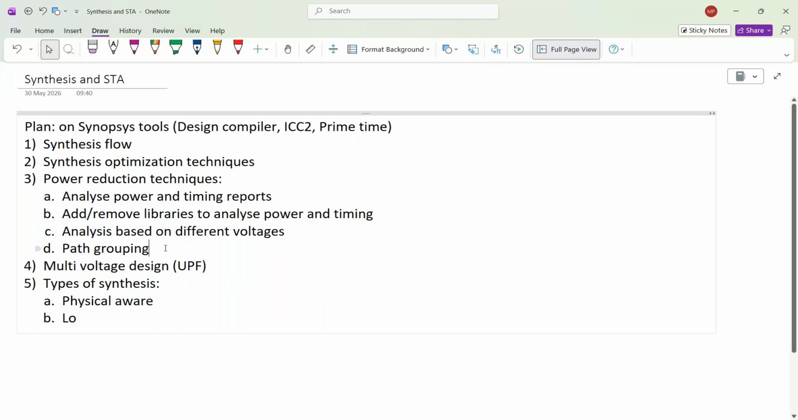So after that, we are also going to cover optimization techniques we already discussed. One of the things to fix timing is path grouping that we do in synthesis. So path grouping or multi-cycle path, these are the things which we give as a fix to achieve the timing, to reduce the slack which we see in synthesis. So in this section, we are going to do rigorous experiments to analyze timing and power.